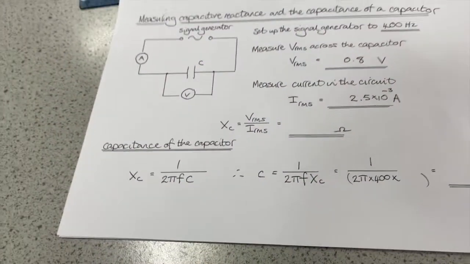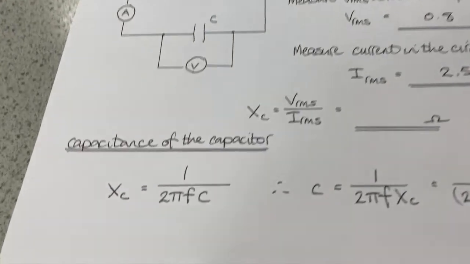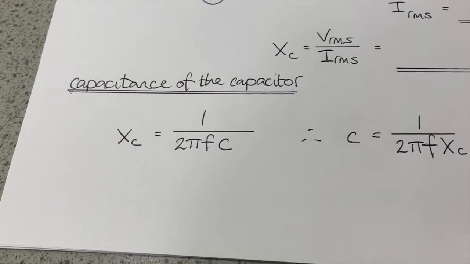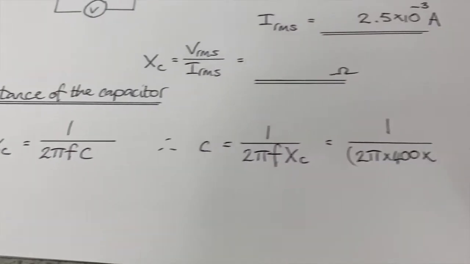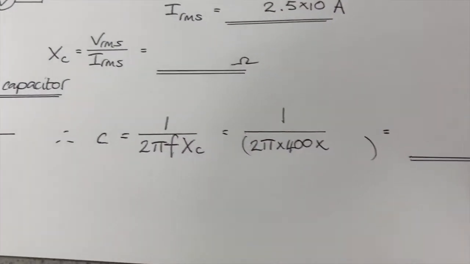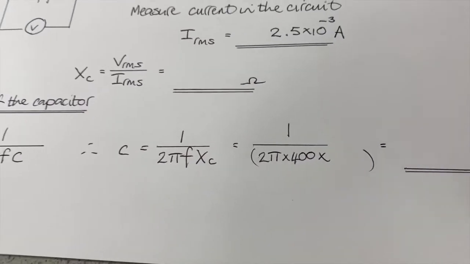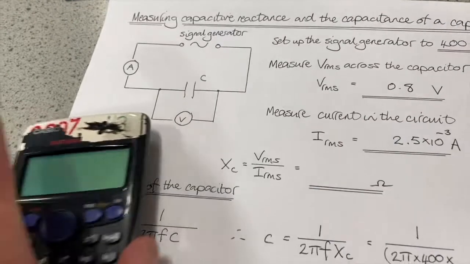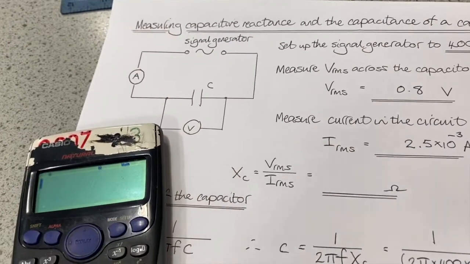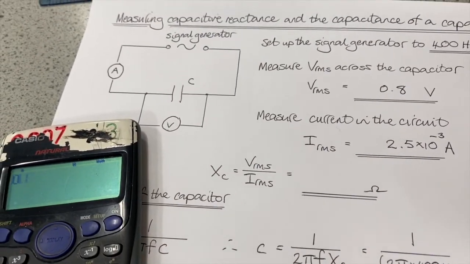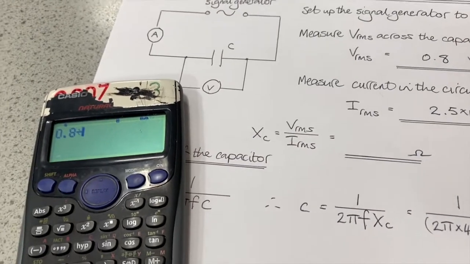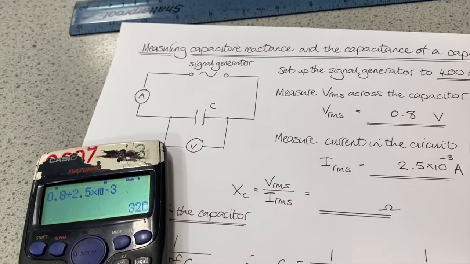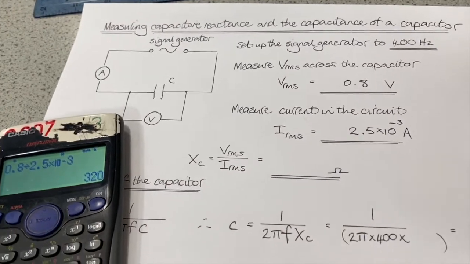And then we can work out our capacitive reactance. And once we've got the reactance, we can calculate the capacitance of the capacitor using the relationship we've already got, rearrange it for C, and then we can calculate it once we've got our reactance. Let's turn that noise off and get the reactance first. Because the reactance, remember, is just the RMS voltage, 0.8, divided by the RMS current, 2.5 times 10 to the minus 3, is 320 ohms.